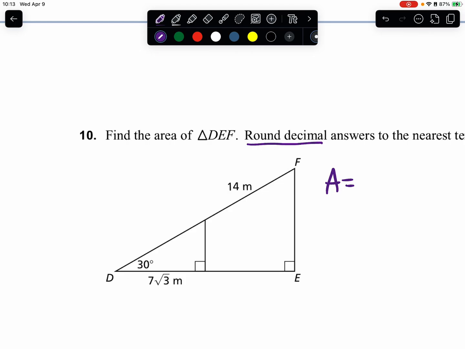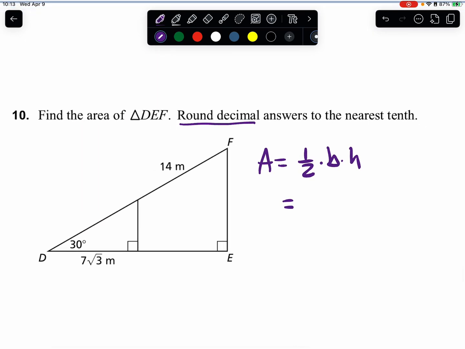Okay. Yeah. Thank you. Area is 1/2 times base times height. So 1/2 times the base times the height. Okay, well, we got to figure these out in this case.